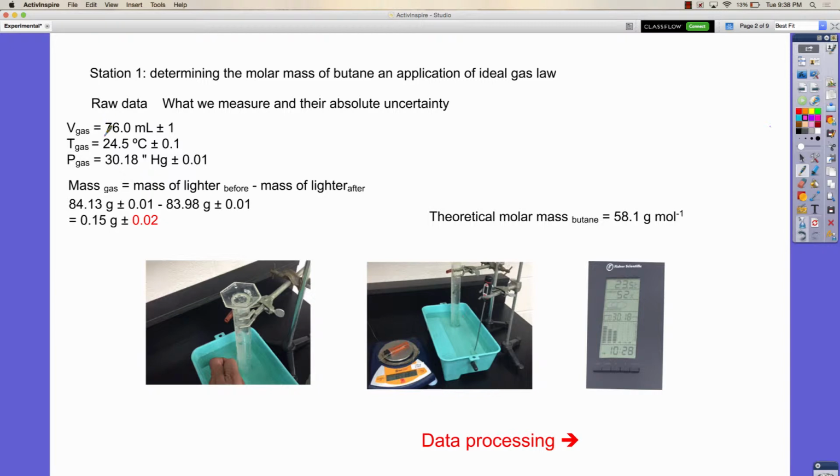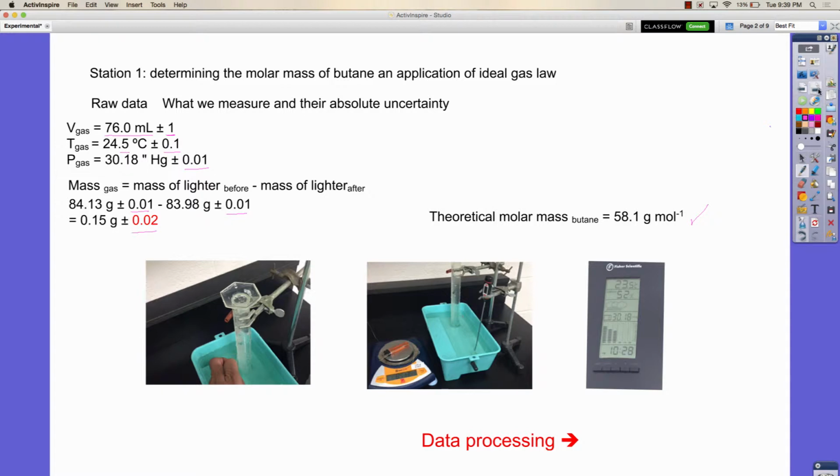The gas was measured in milliliters, and it's analog, so I'm taking the smallest reading as its absolute uncertainty. The thermometer is digital, so the last digit is the uncertainty. Barometer is digital, 0.01. And for the mass, notice I'm going to subtract two numbers, before and after, so the absolute uncertainty is the sum of the two individual uncertainties. I'm also giving you the theoretical value of butane, so we can use it eventually to calculate our percent error.